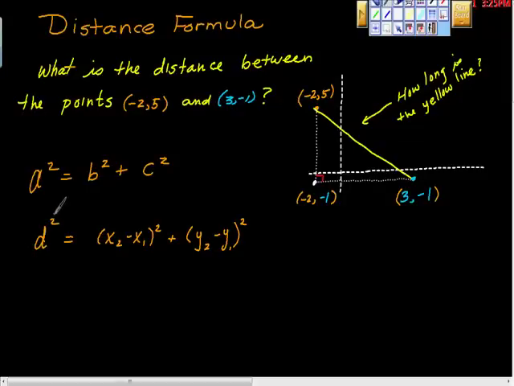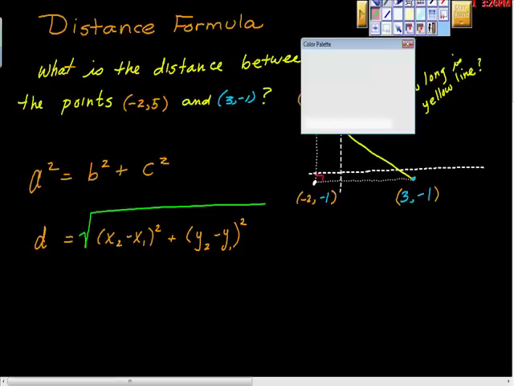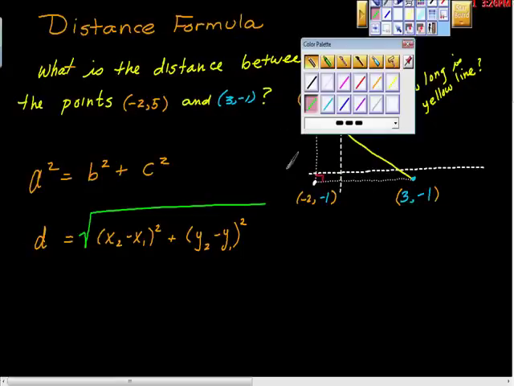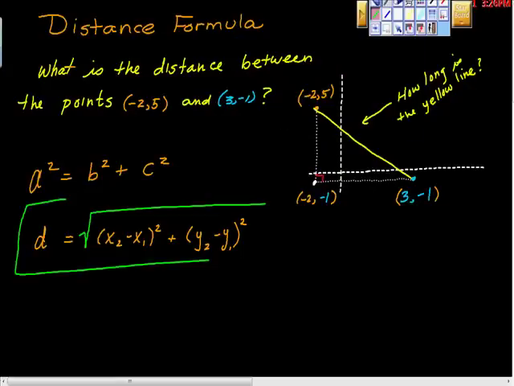Just to fix it, because we don't want d squared, we don't want to know the distance squared, we just want to know the distance. So what we're going to do here is this. We're going to take the square root of both sides, and we know that the square root of d squared would just be d, wouldn't it? So here, finally, in this box is the distance formula. So here's our distance formula right here. All right, so there's our distance formula.